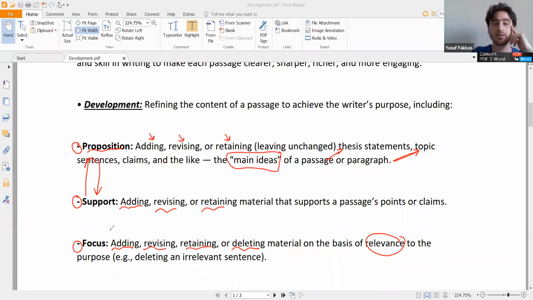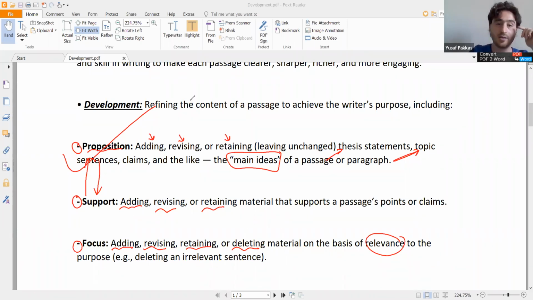So as you can see, we have one area for main ideas, which is proposition. We need to read the whole paragraph to understand the discussion and then choose the best proposition, the main idea. And then for support and focus, again, we need to go back to the beginning of the paragraph, understand what the main idea of the paragraph is about, and then we can decide if it supports the main idea or not, if it's related to the main idea or not.